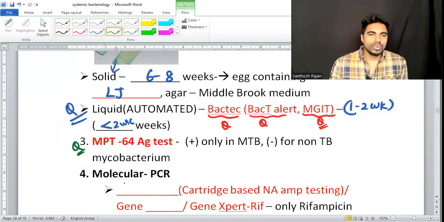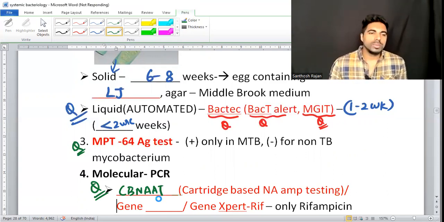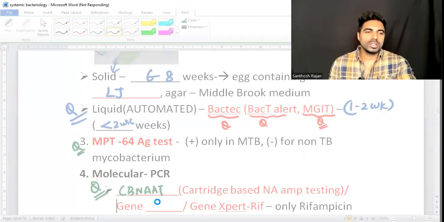Molecular method is the popular one. That is your CBNAAT, cartridge-based nucleic acid amplification testing. That's a question. Gold standard? I can't say gold standard, sorry. Gold standard is always culture. But this is the very popular recent one, and a more confirmatory one. These days CBNAAT is becoming very, very popular.